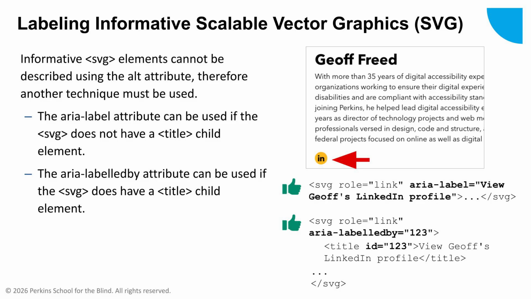At the bottom, there's a LinkedIn icon implemented through an SVG. You could have an SVG with role equals link and ARIA label equals view Jeff Fried's LinkedIn profile. Or, if that SVG has a child title element, you could use role equals link and ARIA labeled by equal to the ID of the title. Either of these are acceptable and accessible ways of naming SVGs.